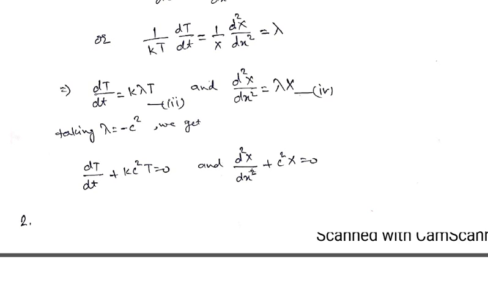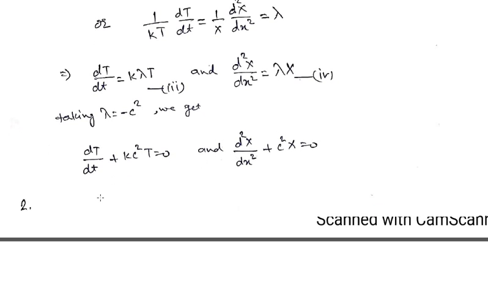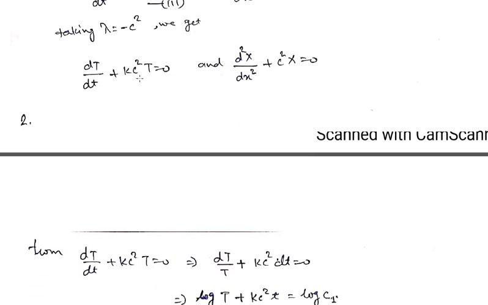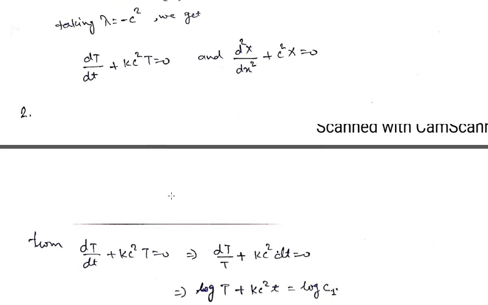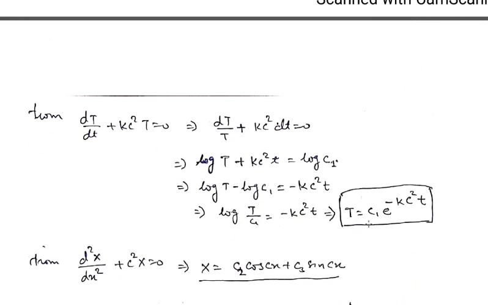So in that case the CF will be exponential plus Cx and exponential minus Cx. A exponential Cx plus B exponential minus Cx will be the solution of this equation. And this is a linear equation. Its solution in case of lambda equal to plus c square will be T equal to some arbitrary constant times exponential positive kc square t.